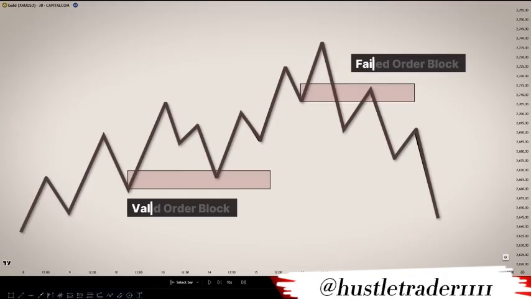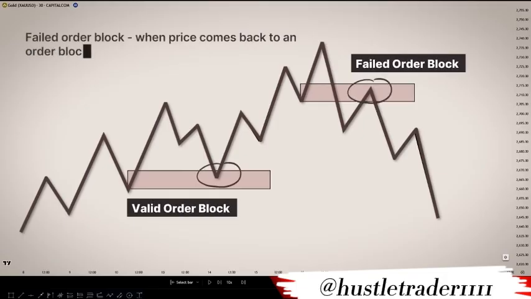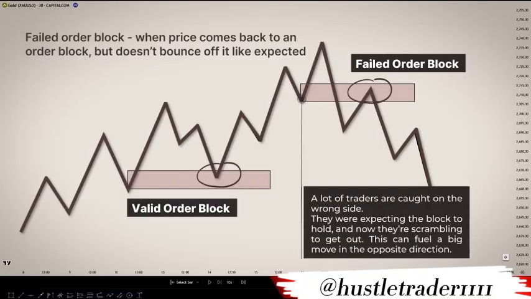Another setup to watch for is the failed order block. This is when price comes back to an order block but doesn't bounce off it like expected. Instead, it pushes right through. This can also be a tradable signal. Failed order blocks often lead to strong moves. That's because a lot of traders are caught on the wrong side. They were expecting the block to hold, and now they're scrambling to get out. This can fuel a big move in the opposite direction.